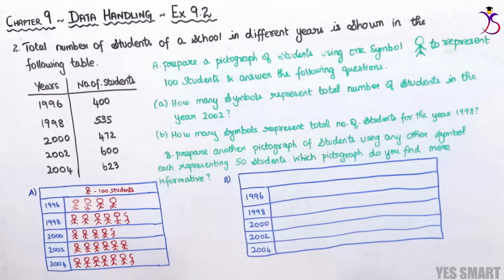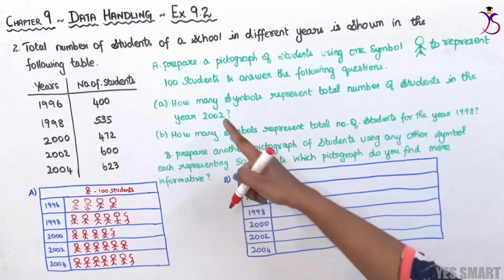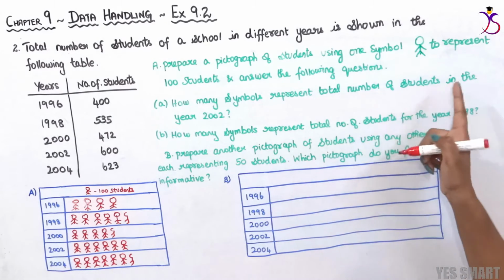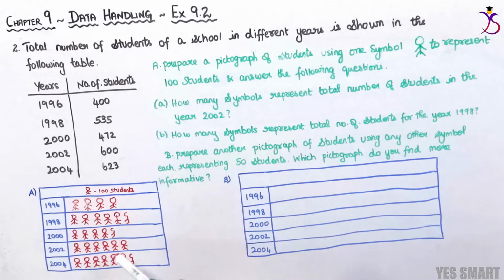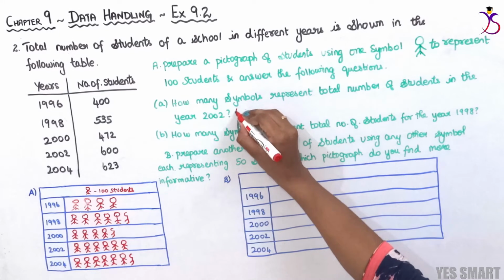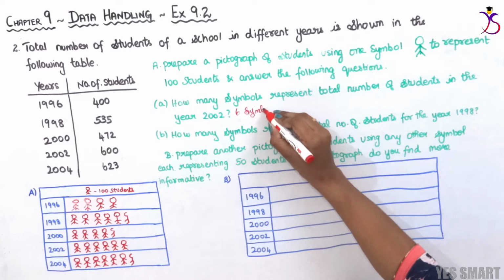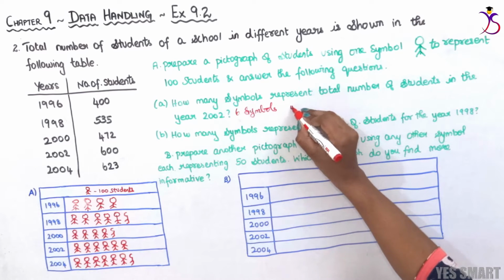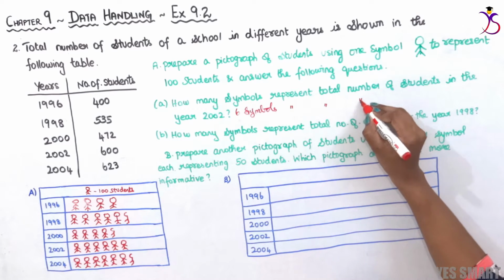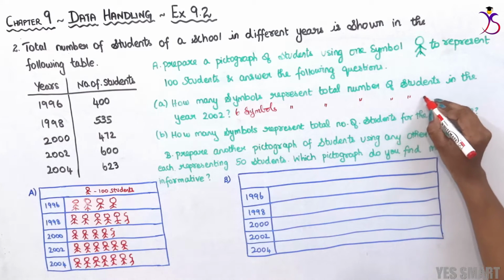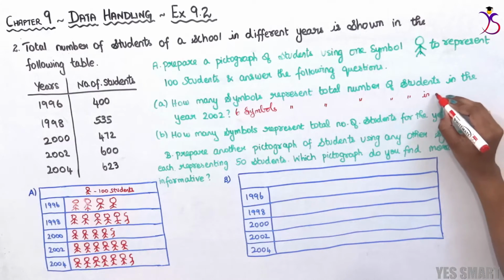Question subdivision A. How many symbols represent total number of students in the year 2002? So in the year 2002, there are 6 symbols. Therefore, the answer is 6 symbols represent the total number of students in the year 2002.